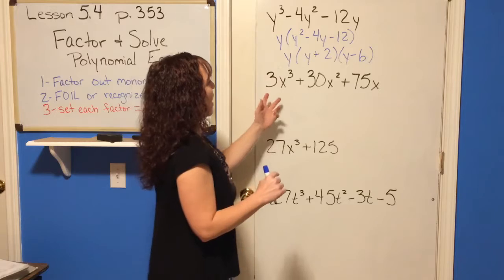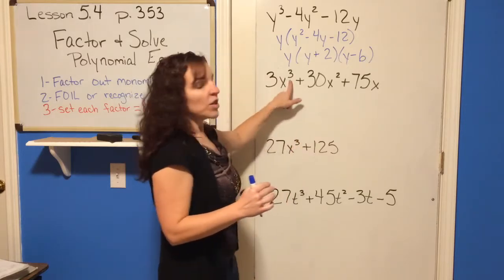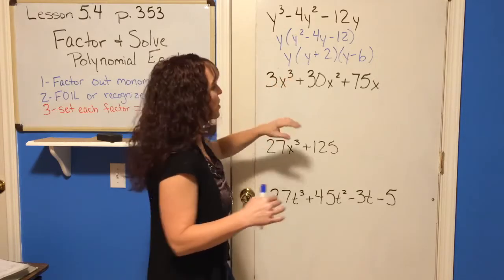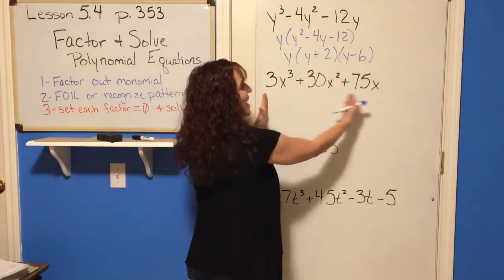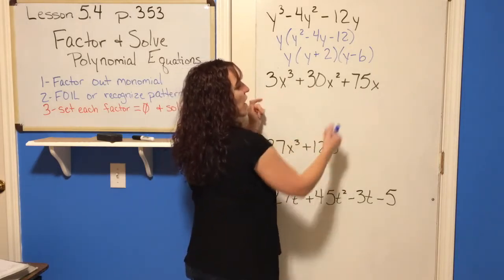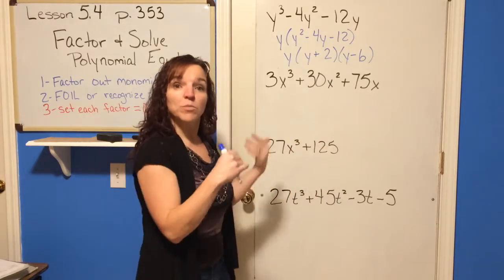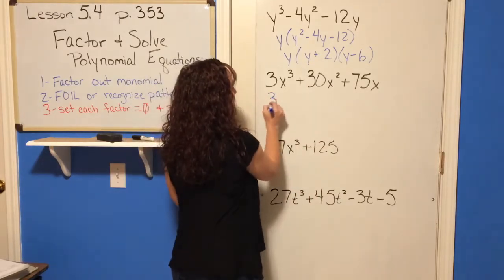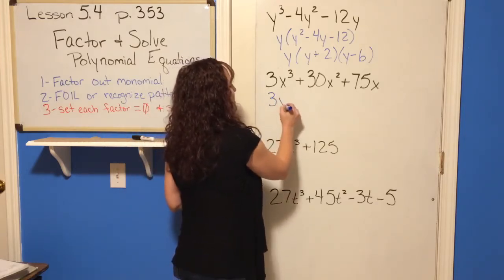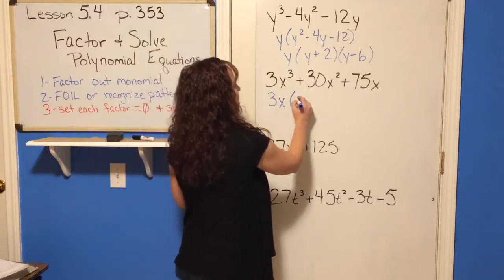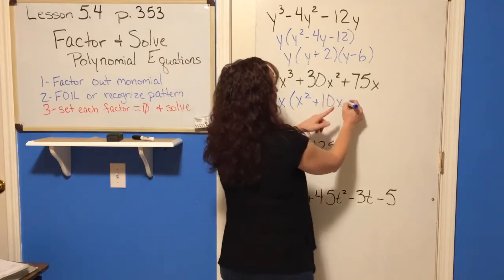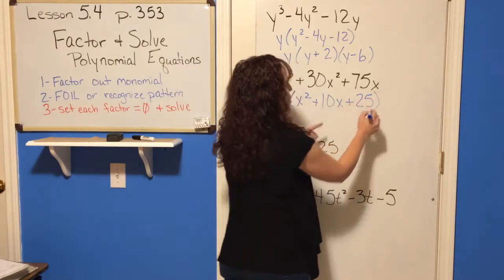Let's do another one. These are still trinomials, but we're calling them polynomials because they have larger exponents than just our squared terms. In this case, again, we've got x's in common. We can pull an x out. And we've also got a common coefficient of 3. So we can pull a whole 3x out of each one of these. 3x. And then what's left here is x squared. What's left here is 10x. And this is 25, and there is no x left.